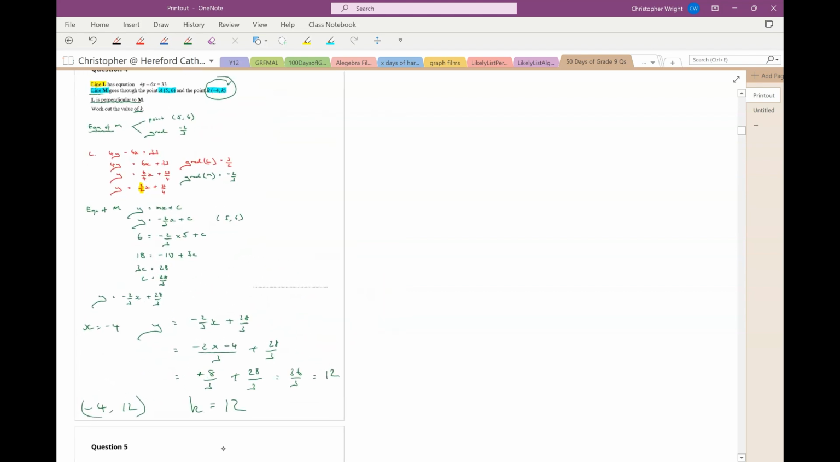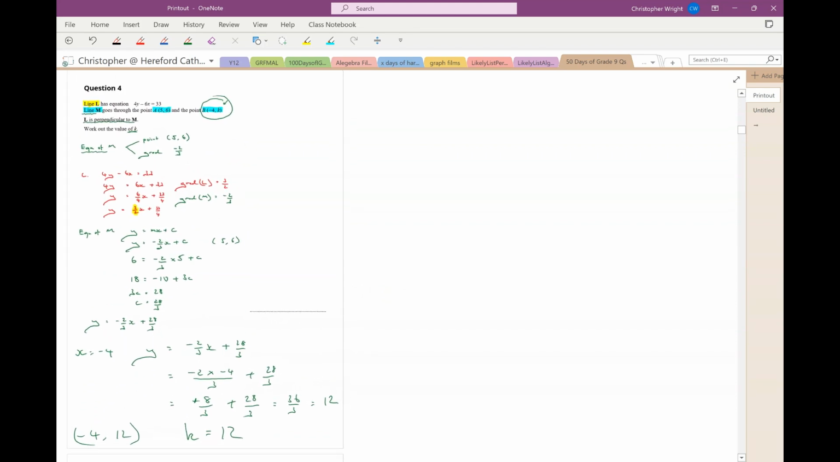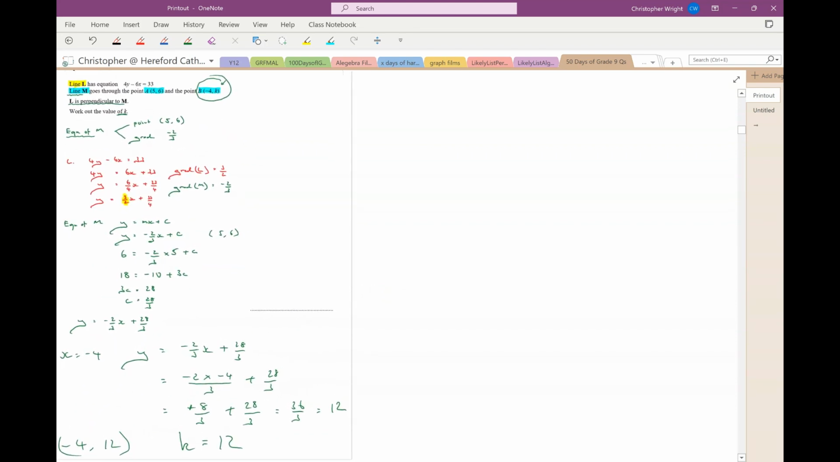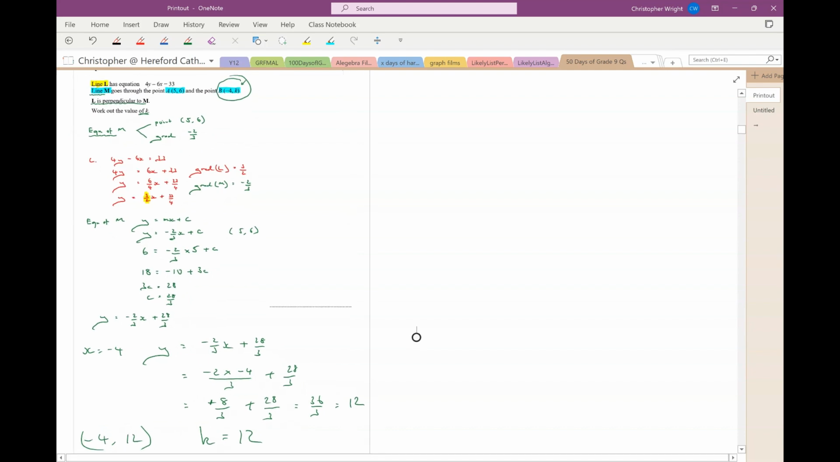So that was quite an involved question 4 there. It required us to find the equation of M and to use that to answer the question. And to find the equation of M, we need to know a point on the line M and also the gradient of the line M. And to find the gradient of the line M, we had to use the fact that it was perpendicular to the line L.